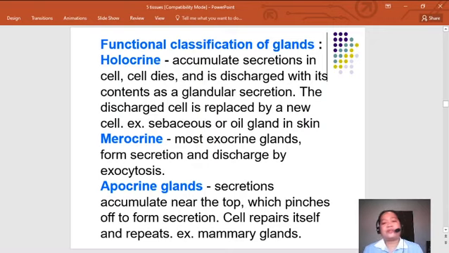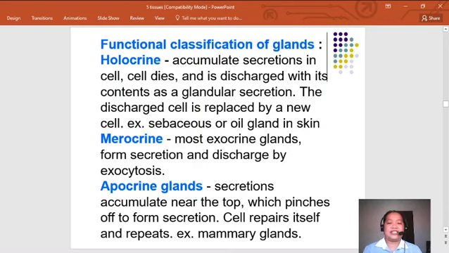Merocrine. Most exocrine glands form secretion and discharge by exocytosis. So the contents of the gland are enclosed, forming a vesicle, before being released into the extracellular fluid.